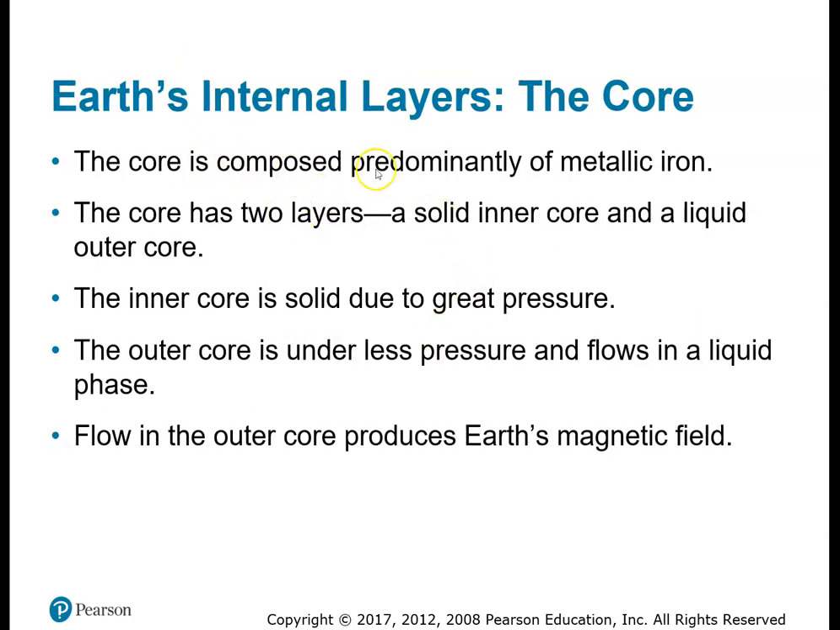So the core is primarily composed of iron, and there's some nickel in there as well. Because of the density of iron and nickel, the core has two layers, of course, the solid inner core and then the liquid outer core. The inner core is solid because of the incredible pressure. The outer core is slightly less dense and will actually flow like a liquid. It is a liquid, sorry. So it flows. And actually, it turns out that this is a really important idea.